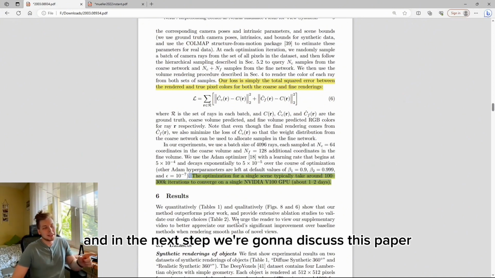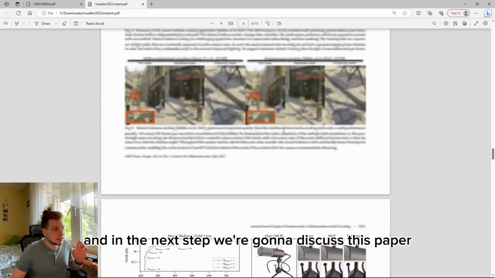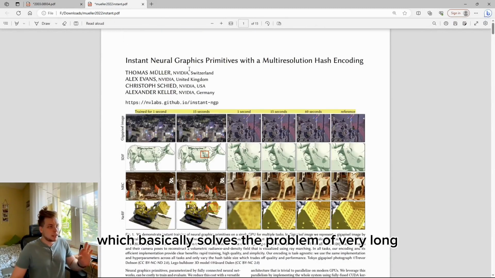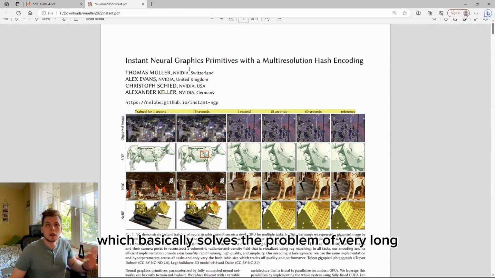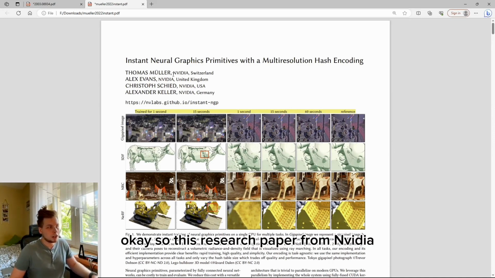And in the next step, we're gonna discuss this paper, which basically solves the problem of very long convergence. Okay, so this research paper from NVIDIA.